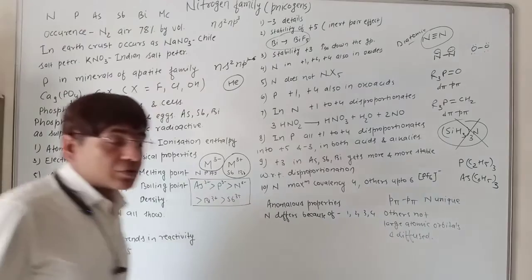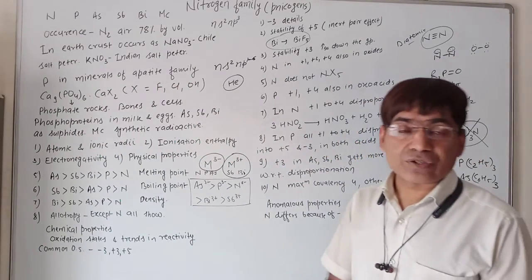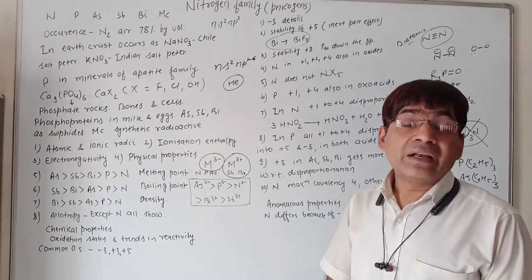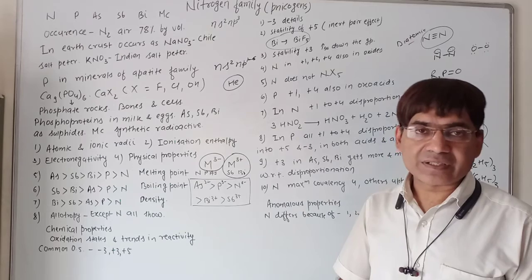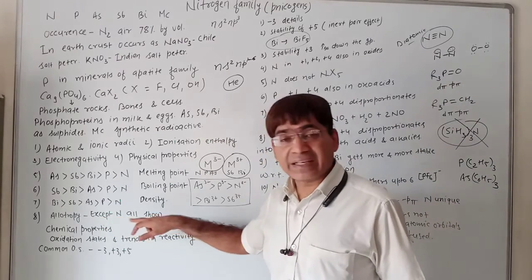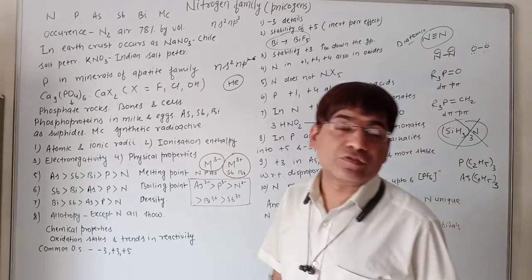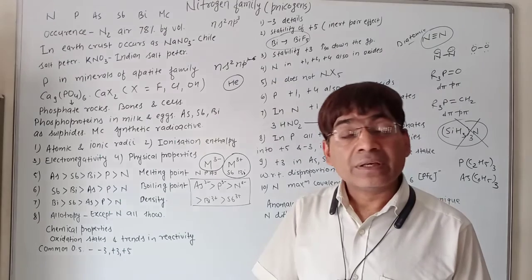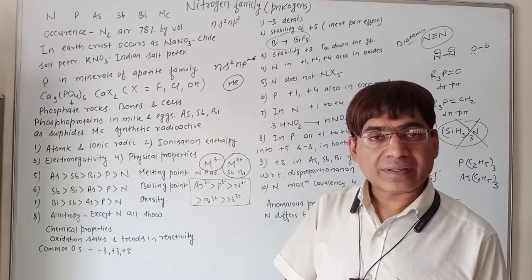Now the last one is allotropy. According to NCERT, nitrogen is the only member which does not show allotropy, while the other members of the group show allotropy. Is it fine? Though there is a contradiction in the reference book, we are following NCERT. So nitrogen is the only member of the group which does not show allotropy, and the rest of the members show allotropy. Is it fine?